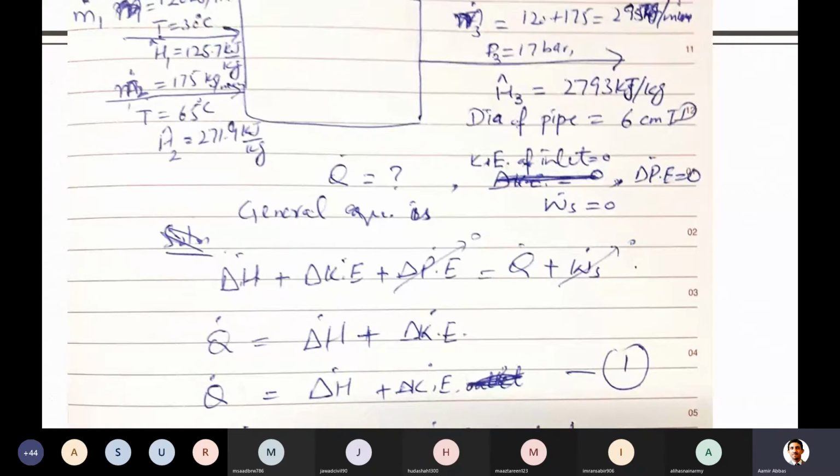By the way, you can even write change in potential energy, but there is no height change, so you will write h1 and h2 are equal, so that is equal to 0, right?